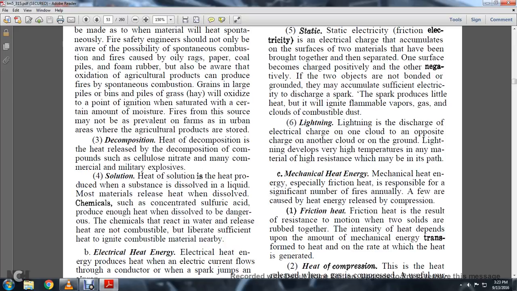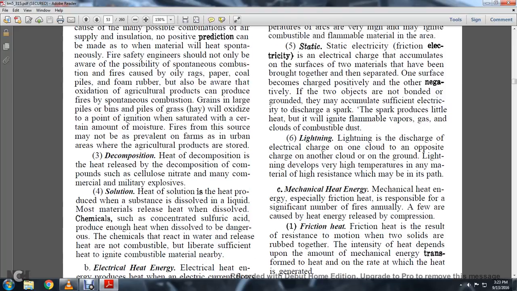6. Lightning. Lightning is the discharge of electrical charge from one cloud of opposite charge to another cloud or to the ground. Lightning develops very high temperatures and may ignite many materials of high resistance which may be in its path.